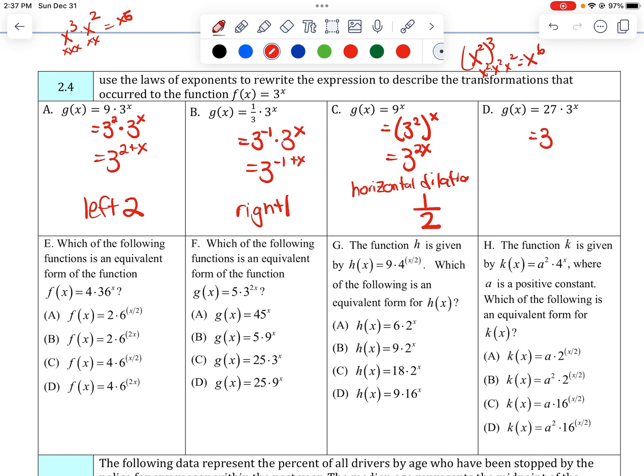All right, so this is 3 to the 3rd times 3 to the x. So that's 3 to the 3 plus x. So this is to the left 3.